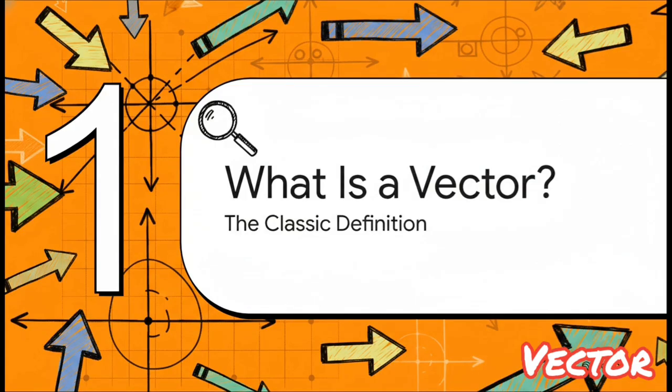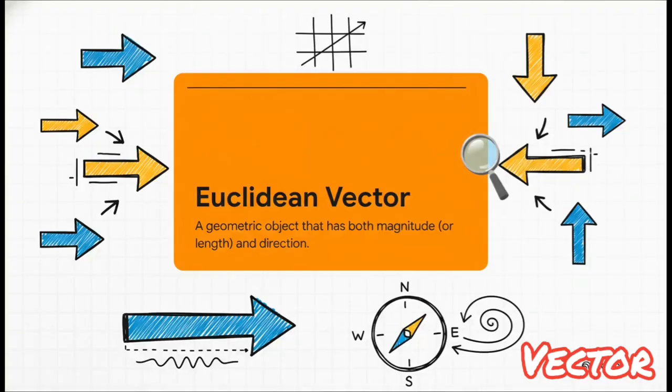Okay, so with that idea in our heads, let's get a little more official about it. What is the textbook definition of a vector? Here we go. The classic Euclidean vector. This is the one you're probably picturing in your head right now. It's that geometric object, that little arrow that has two essential pieces of information baked right into it, its magnitude and its direction. So let's break those two things down.